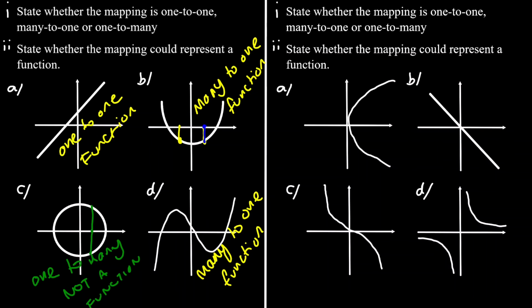Okay, some for you to try. Pause the video and give it a go. So the first one, this is our square root x graph. It's not a function. It's one-to-many. You put an x in, and you get two y's out. So it's one-to-many. It is not a function.